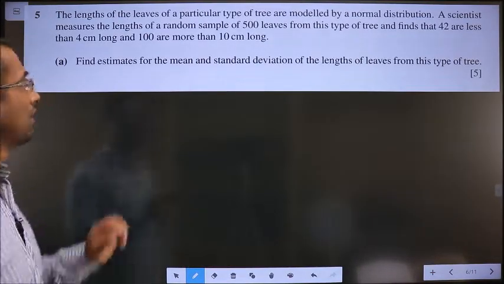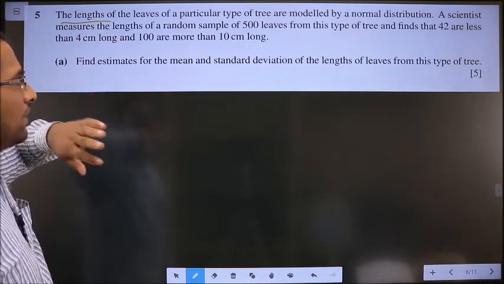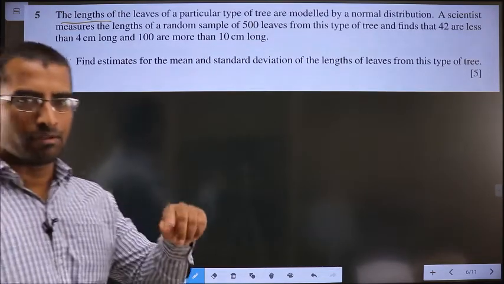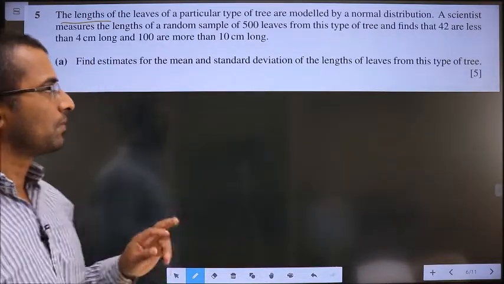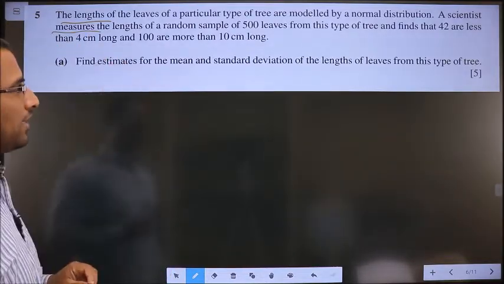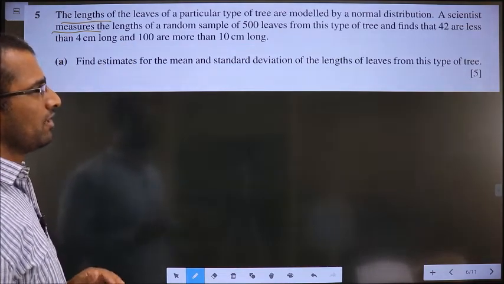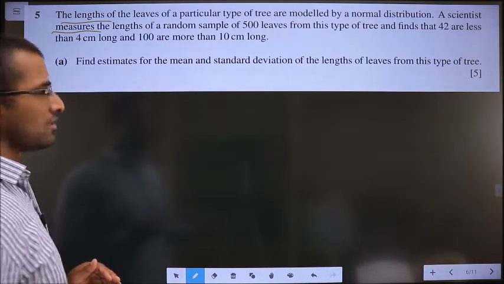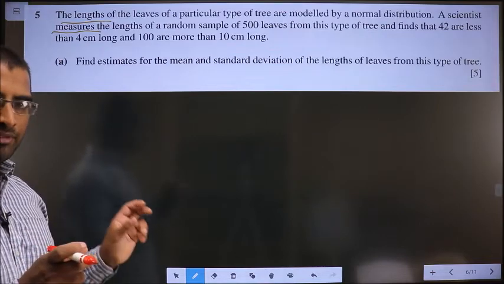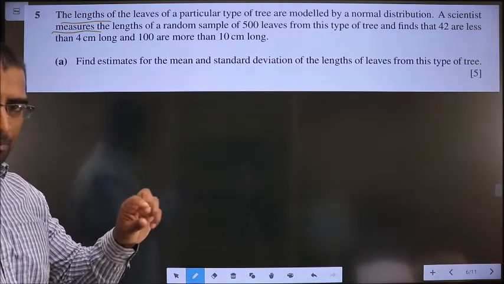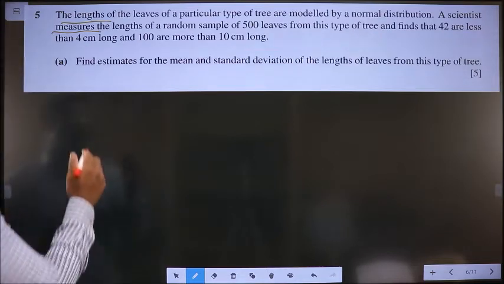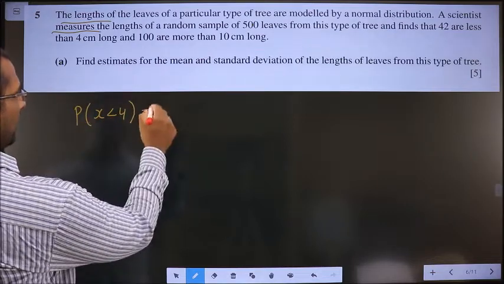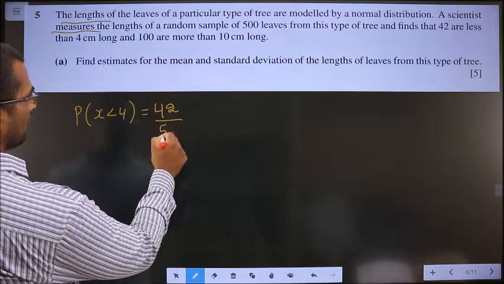Question 5. The lengths of the leaves of a particular type of tree are modeled by a normal distribution. So this is some from normal distribution topic. A scientist measures the length of a random sample of 500 leaves from this type of tree and finds that 42 are less than 4 centimeters long. 42 out of 500 are less than 4. Write it in proper mathematical form. How can I write that? P of x less than 4. Probability is nothing but 42 over the total, which is 500.